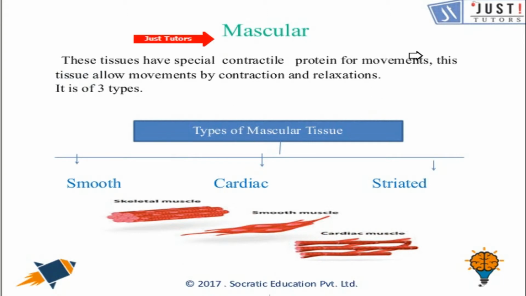And now let's talk about muscular tissue. Well, the muscular tissue is composed of muscle cells. Muscle cells are specialized cells which have the capability to contract and expand. Well, due to contraction and expansion, muscles facilitate various kinds of movement in the body. Muscular tissues are of three types: smooth, cardiac, and striated.